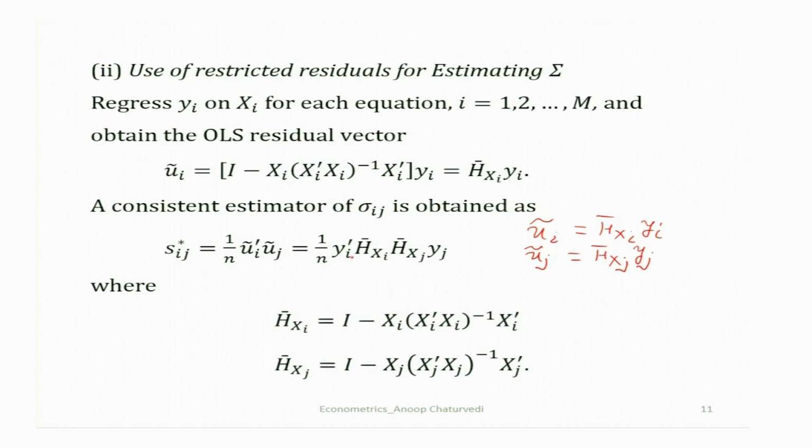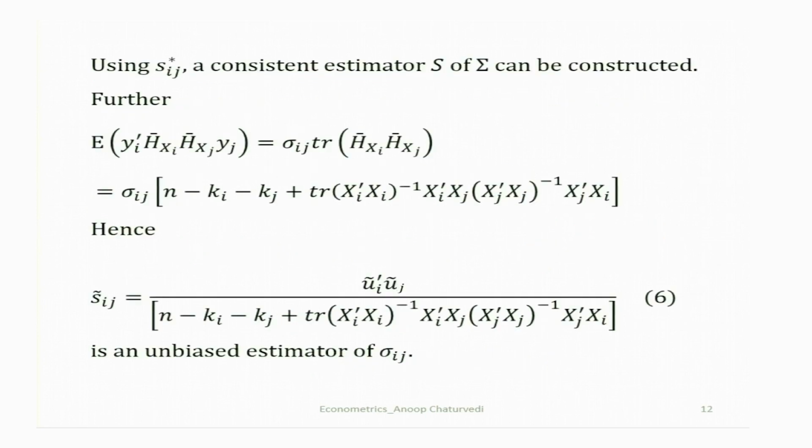So, you obtain y_i transpose h bar x_i, because h bar x_i is a symmetric matrix. So, you get the same matrix if you take the transpose, then h bar x_j y_j. So, these are the expressions for h bar x_i and h bar x_j. Then using S_ij star, a consistent estimator S of sigma can be constructed. We simply replace sigma_ij by this estimator in the expression for sigma. So, you get S, which is a consistent estimator of sigma.